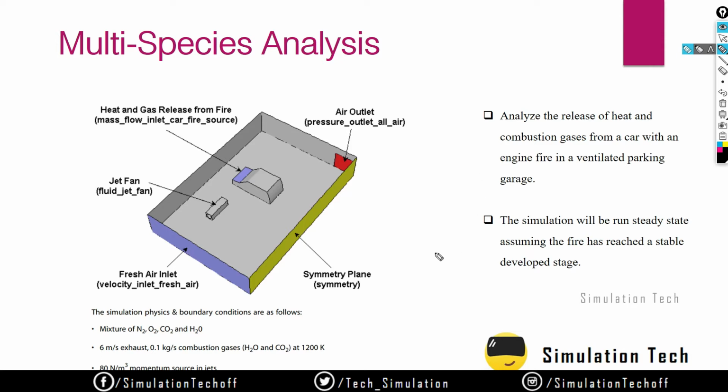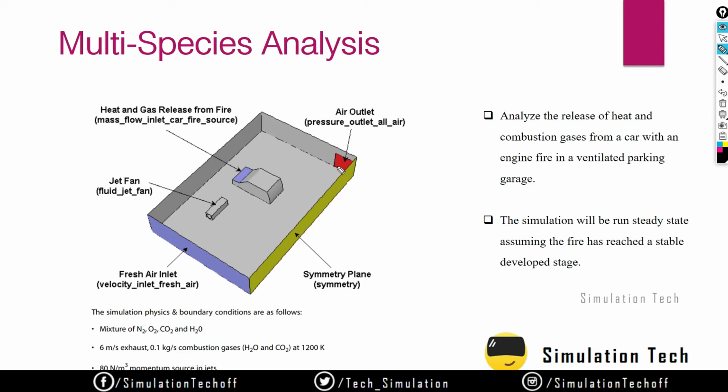So here we have a car carriage. In this car carriage we have a car and a jet fan. Basically, what happened here is there is a fire accident in this car carriage. Due to the fire accident, an enormous amount of heat, a hot gas of about 1200 Kelvin, is released from the engine region. So it mixes with the atmospheric air, that is oxygen.